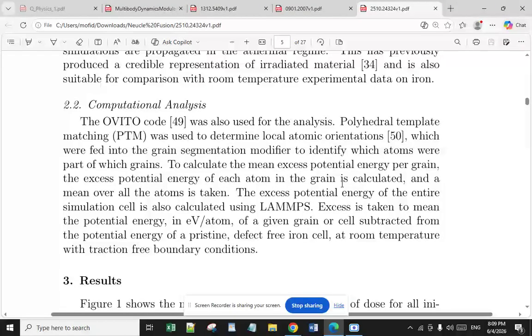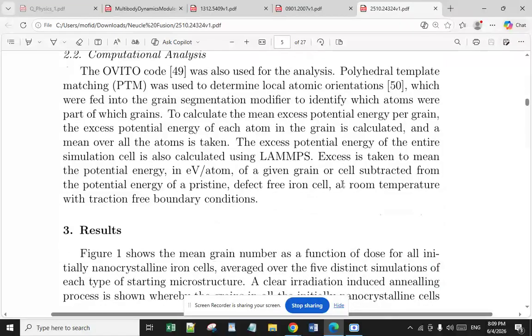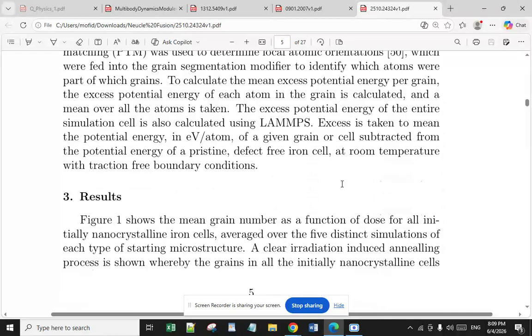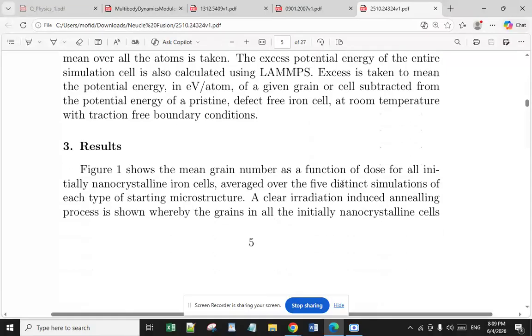The excess potential energy of the entire simulation cell is also calculated using LAMMPS. Excess is taken to mean the potential energy in electron volt per atom of a given grain or cell subtracted from the potential energy of a pristine defect-free iron cell at room temperature with periodic boundary conditions.